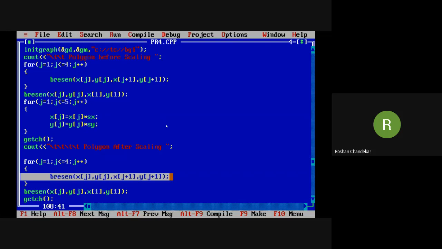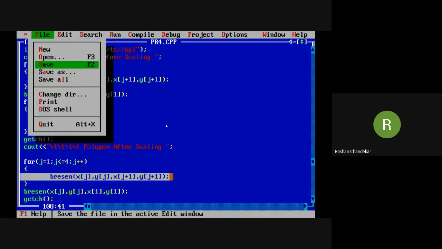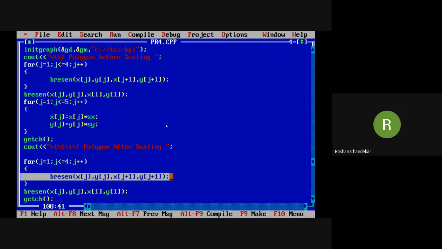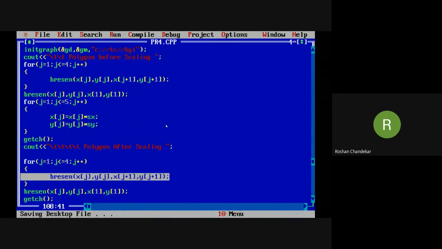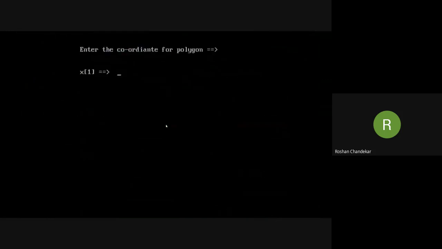Okay, now this is all about the program. Now I'm going to run this program and show you how it works while scaling a polygon. First of all, I'm going to save this program and then run it with Alt R and Control F9. We have run this program. So here it is. We have to enter 5 different coordinates, that is x1, y1, x2, y2, x3, y3, x4, y4, and x5, y5.